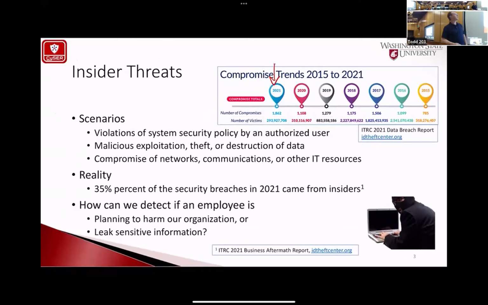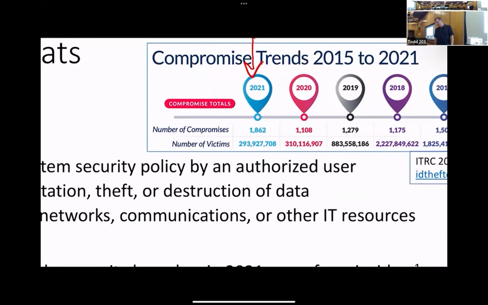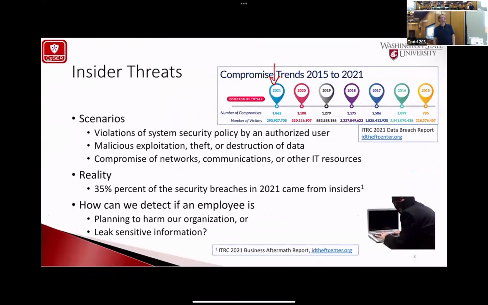So just from 2020 to 2021, it might be hard to read, but the number of breaches went from 1,100 up to 1,800. And so that's been increasing over time. Strangely, the number of victims is going down, which is probably because people are compartmentalizing their data better. But unfortunately, the breaches are not getting better.